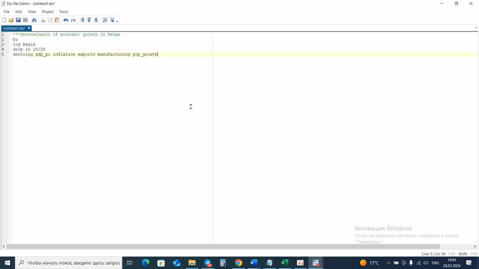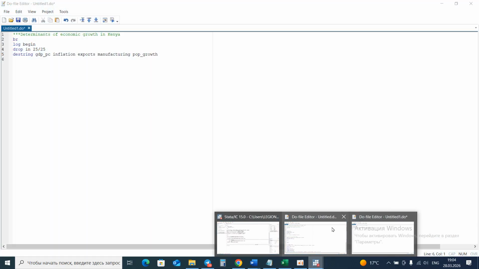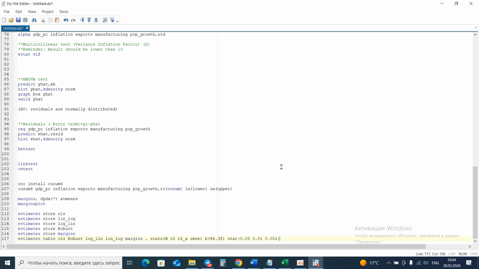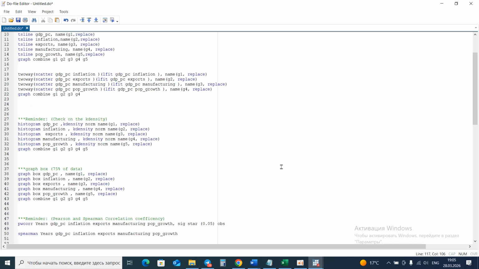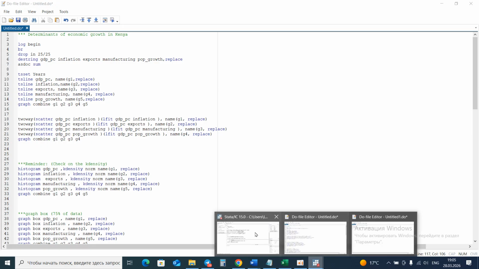So yes, every single command of ours will be written in this form in do file, but since it will take a little more time to type, I have already prepared all the commands that we're gonna have today beforehand, so I'm gonna use them.